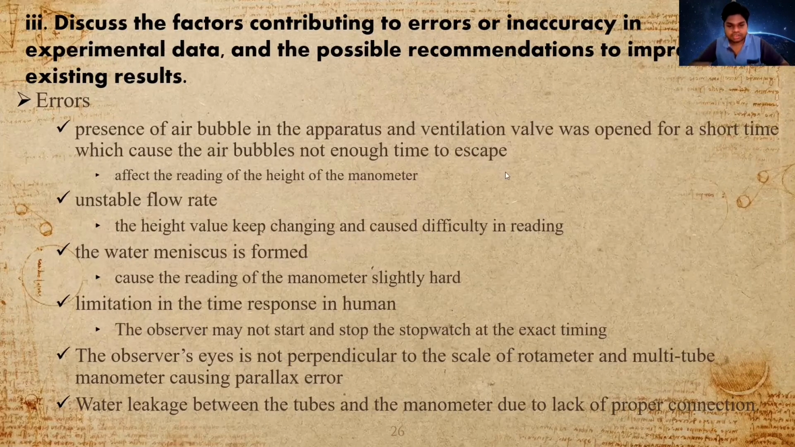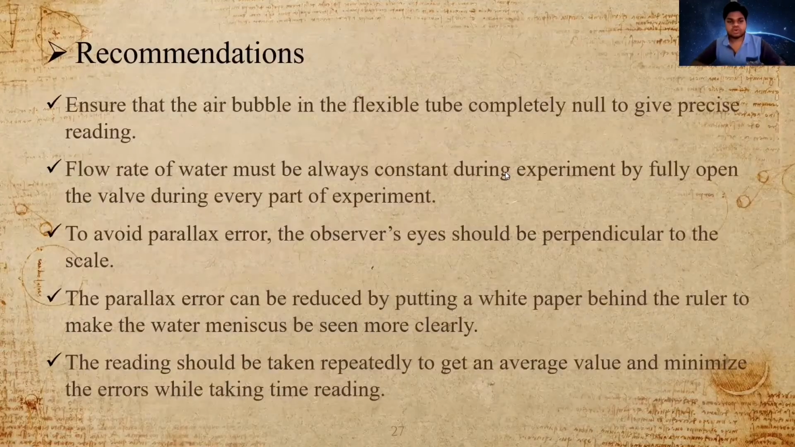And fourth is the limitation in human time response, where the observer may not start and stop the stopwatch at the exact timing. Fifth, the observer's eyes are not perpendicular to the scale of the rotameter and the multitube manometer, which causes parallax error. And lastly, there is water leakage between the tubes and the manometer due to lack of proper connection. And for recommendations, ensure that the air bubbles are flushed out and completely null to give precise readings.